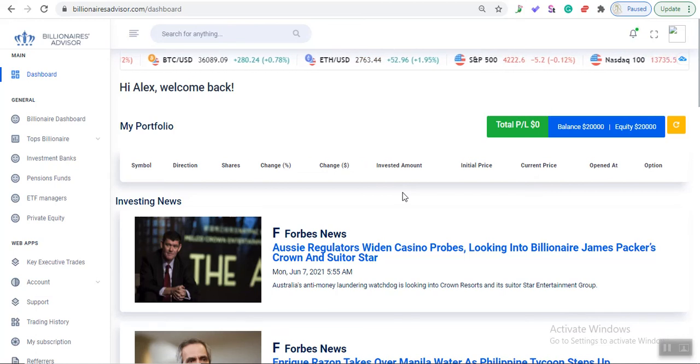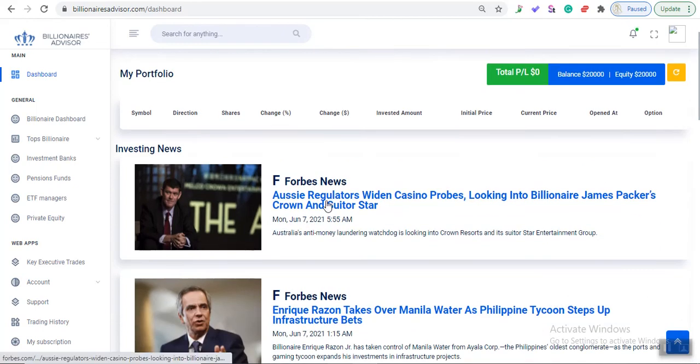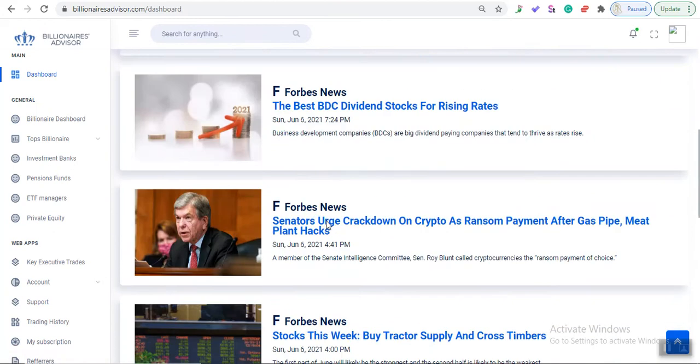Welcome. In this demonstration, we will highlight how to trade like a billionaire, how to utilize the dashboard to your advantage. Now, as you could see, presently, there's no stocks in your portfolio. You have investing content at your fingertips.